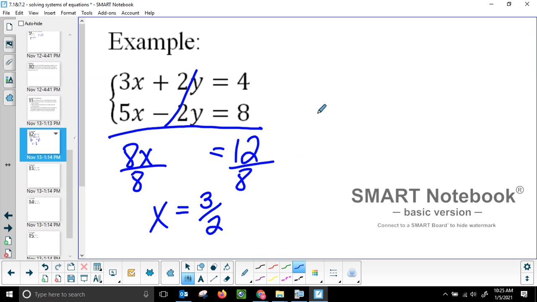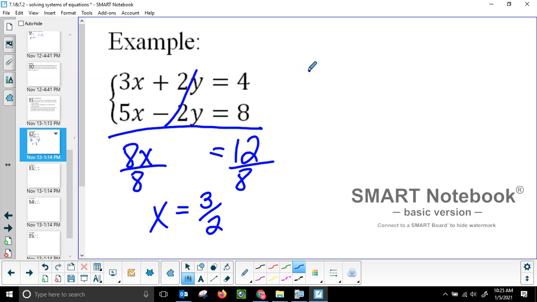Now to solve for y, all we have to do is pick either of these equations. It doesn't matter which. I'll pick the first one. Sometimes one is easier than the other. In this case, they're both pretty easy, but sometimes you do want to pick one specifically just to make it easier on you. It doesn't really matter, assuming that you're strong enough in algebra, whichever one you pick is going to give you the correct y anyway.